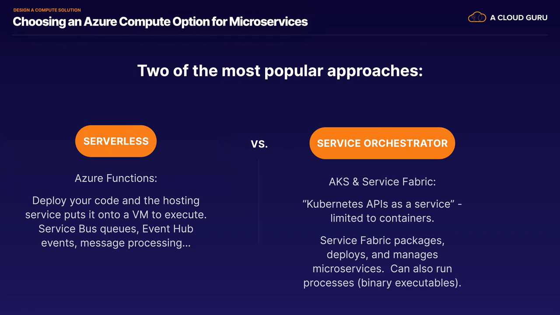Service orchestrators are basically Kubernetes and Service Fabric. Kubernetes can be sort of thought of as Kubernetes APIs as a service, except limited to use in containers. Service Fabric can package, deploy, and manage microservices, and it can also run processes as binary executables.